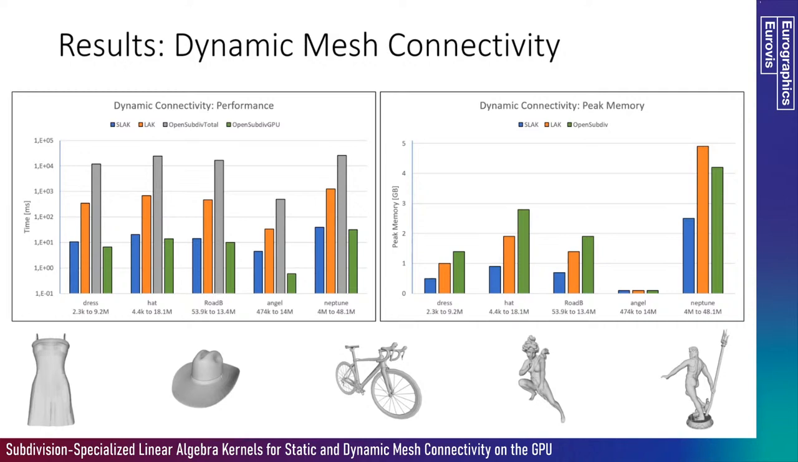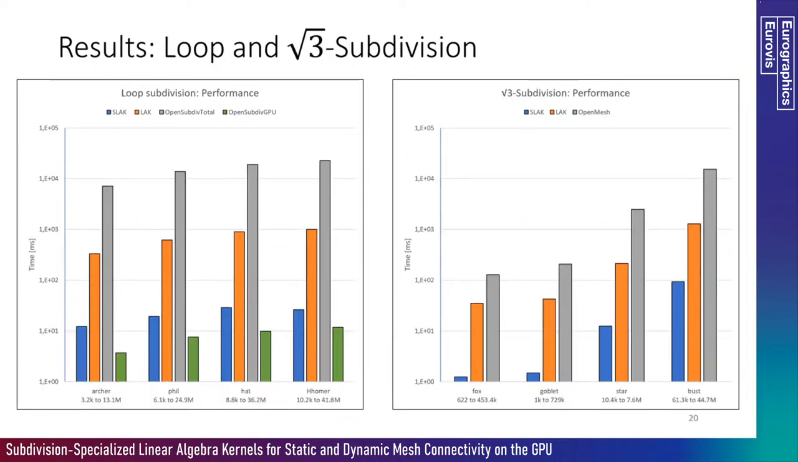We think that the sum of all those results makes Slack a well-suited drop-in replacement in modeling tools to provide highly detailed previews of subdivision surfaces without inducing unpleasant idle times after each connectivity-changing modeling operation. Our formalisms naturally extend to other subdivision schemes, such as Loop and Sqrt3, where we also outperform the competitors. You can find the details in the paper.